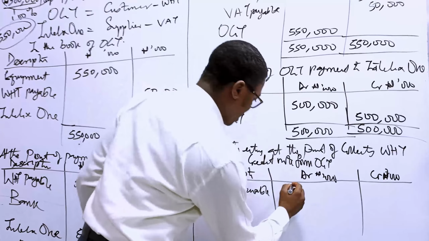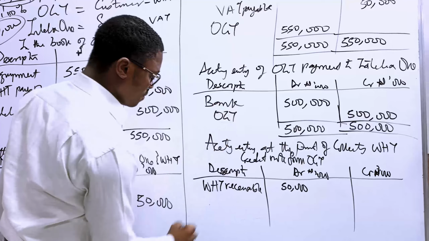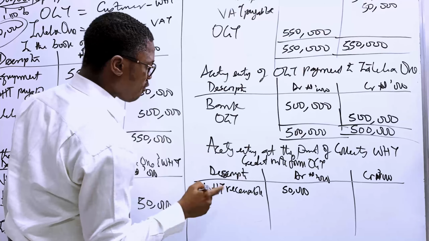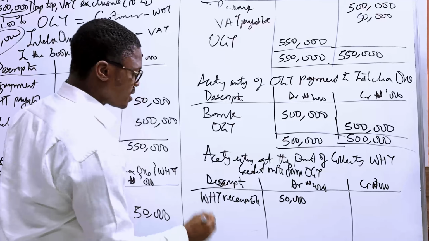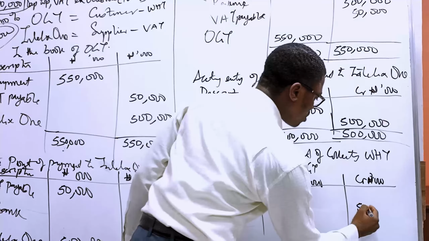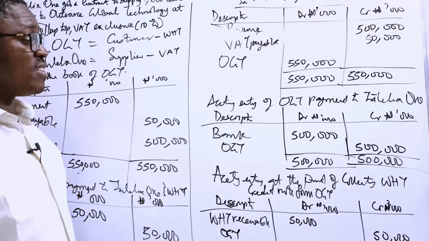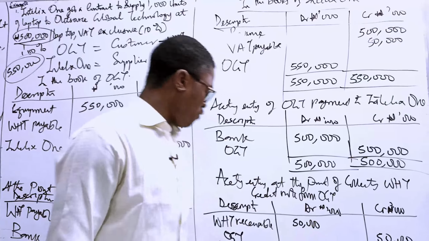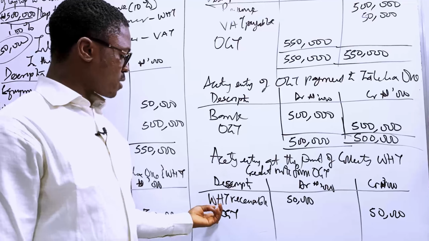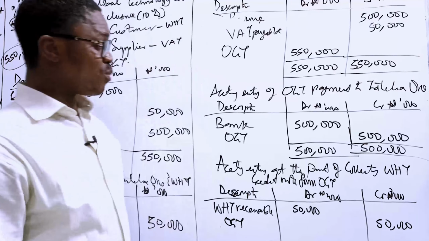So we have the withholding tax receivable debited with 50 million naira, while the general ledger of OGT in the books of Intellix One will be credited with 50 million naira. Other things being equal, that now means that at this point, the general ledger of OGT in the books of Intellix One will now be zero.